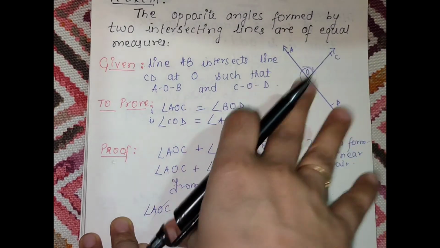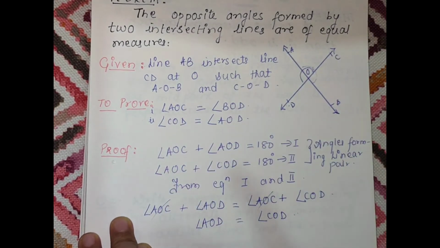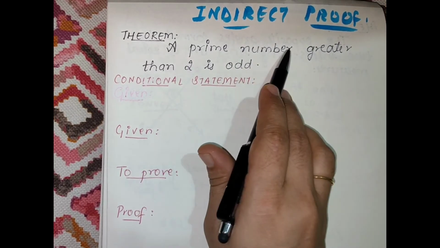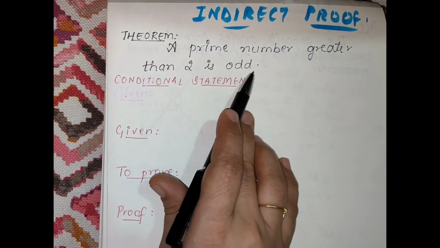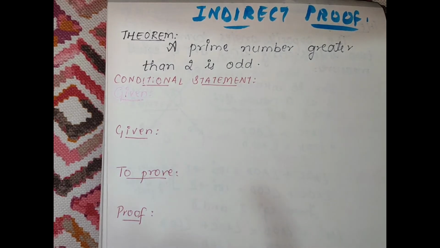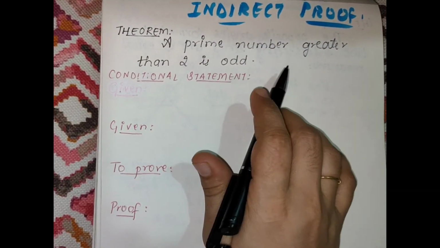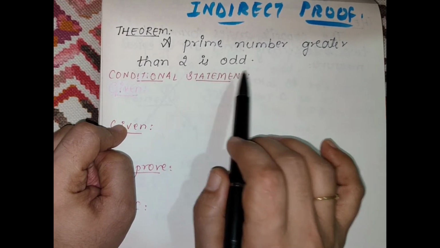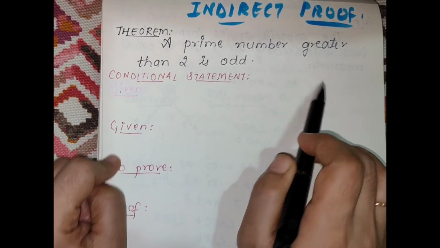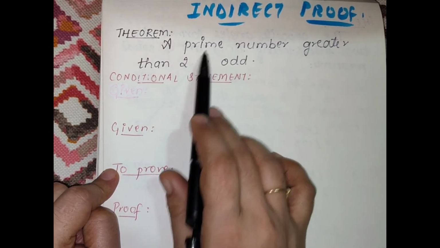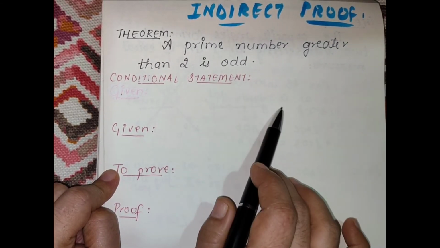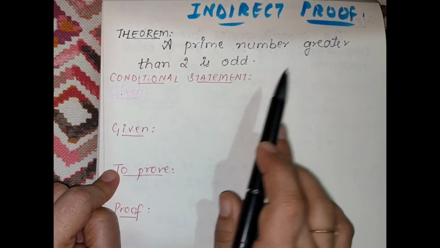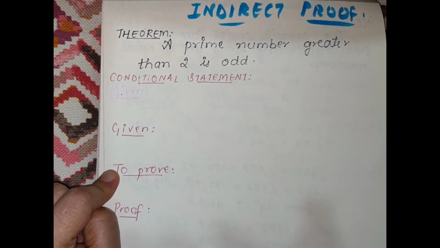Now what is indirect proof? Let us see. Now see, this is the statement: a prime number greater than 2 is odd. If the prime number is greater than 2, then it is odd. This is the conditional statement. The statement is divided into two parts, if and then form. If a prime number is greater than 2, then it is odd.